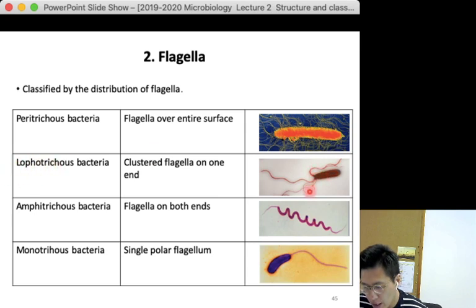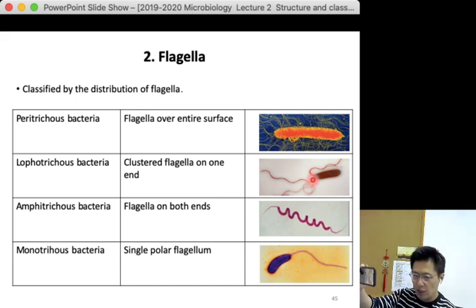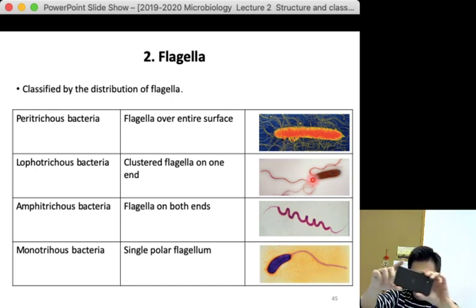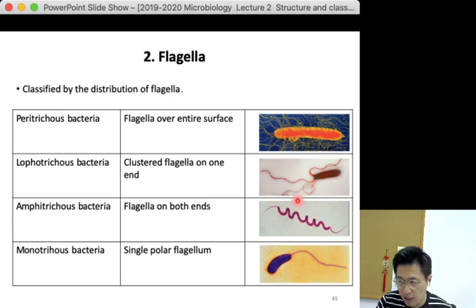Lopho means there's a cluster of flagella on one end, so only one end. This is the flagella, okay? Here is the flagella. There is only one figure of the flagella. So only this is the end. The lopho end has a lot of clusters of the flagella.